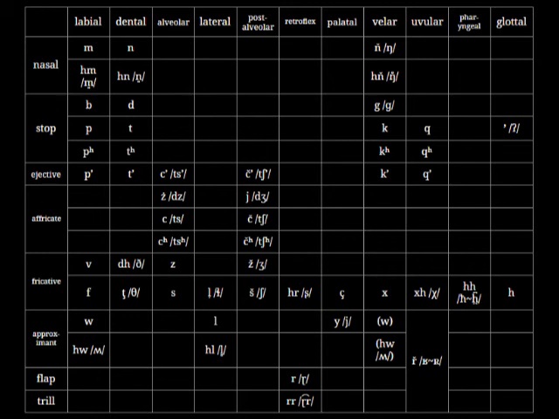Ithkuil's consonants are ma, na, b, d, g, p, t, k, p, t, k, p, t, j, ts, ch, ts, ch, v, z, j, f, th, s, h, sh, h, w, l, y, ch, w, r. I apologize for mispronouncing, all of those.